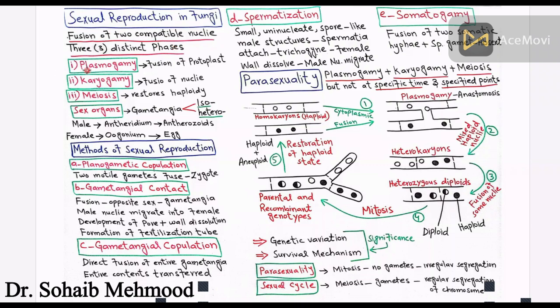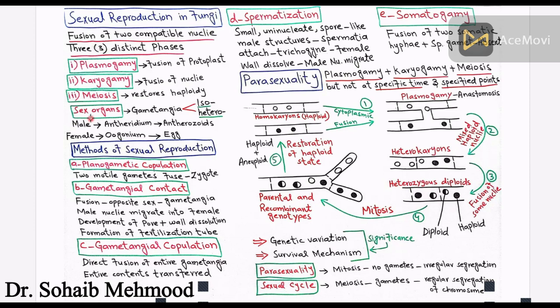Plasmogamy, which involves the fusion of protoplasts to bring the nuclei together. What is a protoplast? A cell without its cell wall is called a protoplast. Karyogamy involves the fusion of two nuclei, followed by meiosis, which restores the haploidy.